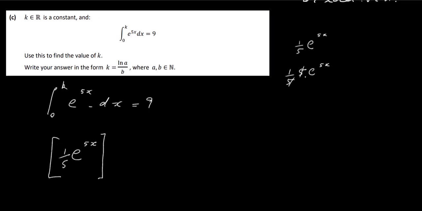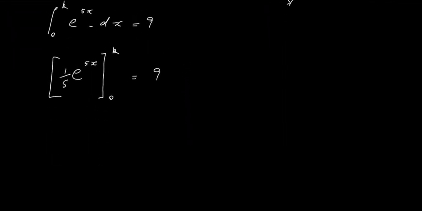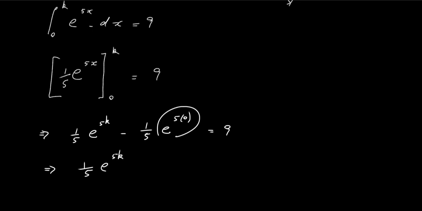So this is our integral here. Our limits are 0 to k. This is equal to 9. So all we've got to do is do this and solve for k. Let's work our way through this. We've got to substitute in k first. So we should get 1/5 e to the power of 5k minus 1/5 e to the power of 5 times 0, and that's equal to 9. So here we've got 1/5 e to the power of 5k. Here we will just get e to the power of 0, which is 1. 1 times 1/5 is just 1/5, and that's equal to 9.